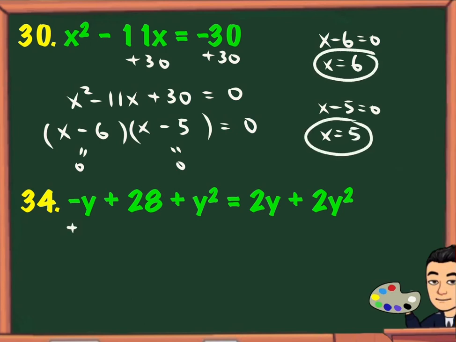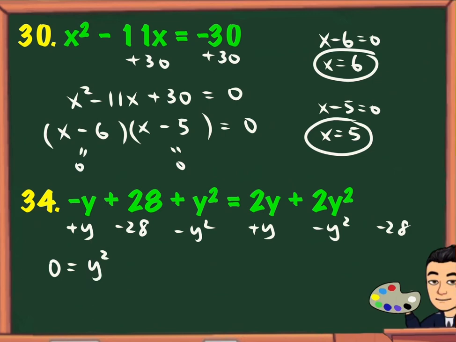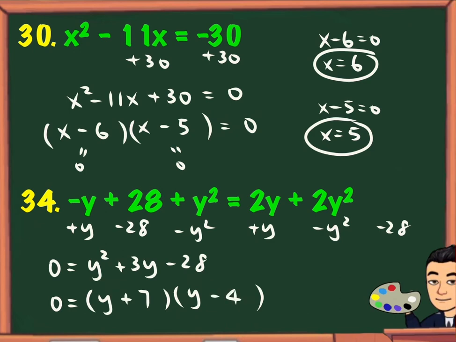Okay, so I'm going to add y on both sides, and I'm going to subtract y squared on both sides, and I'm going to subtract 28 on both sides. So this is going to give me 0 equals y squared plus 3y minus 28. So let's factor it. So you've got 0 equals, set this up, y here and y here, and then you're going to have plus 7 and minus 4. So y is going to equal negative 7, or y is going to equal positive 4.